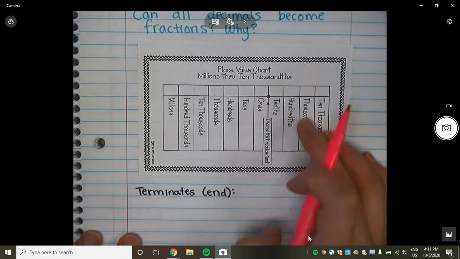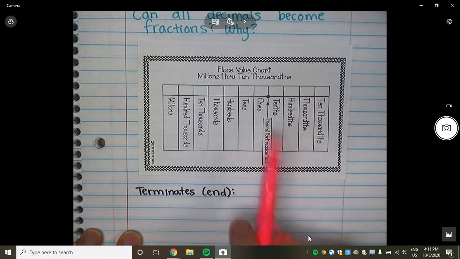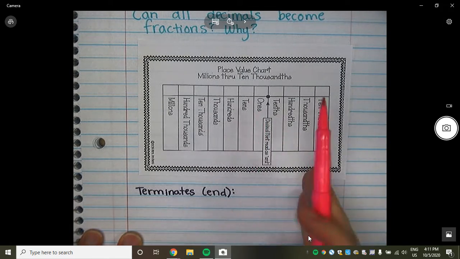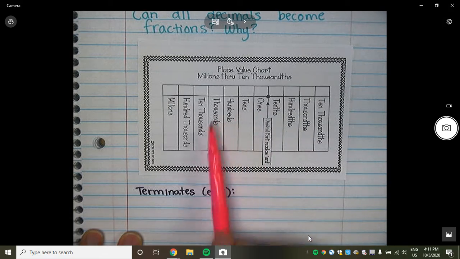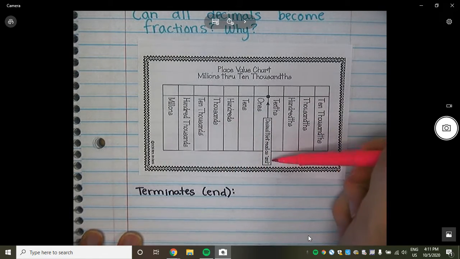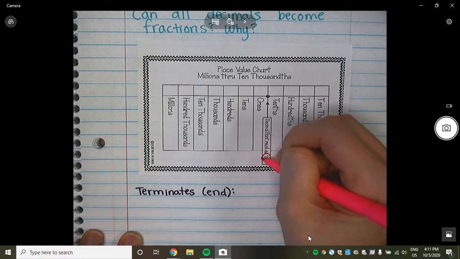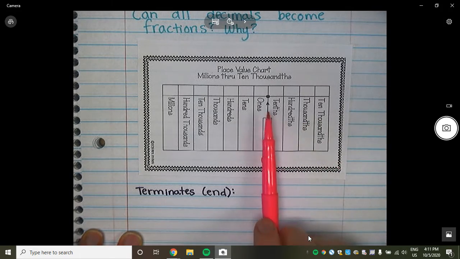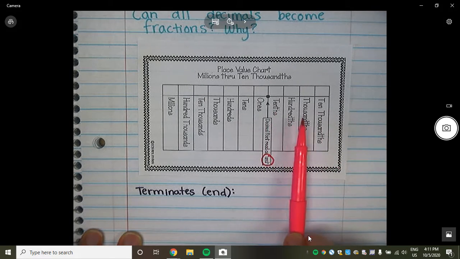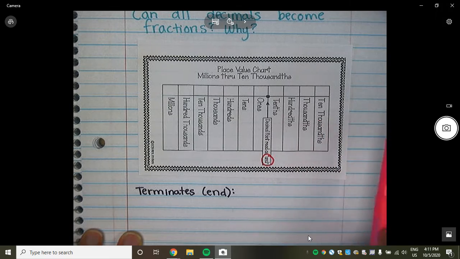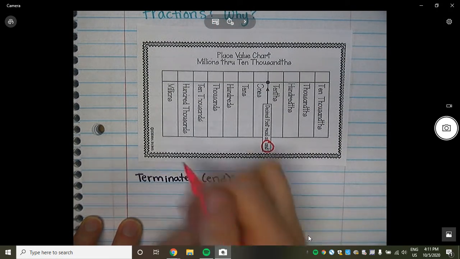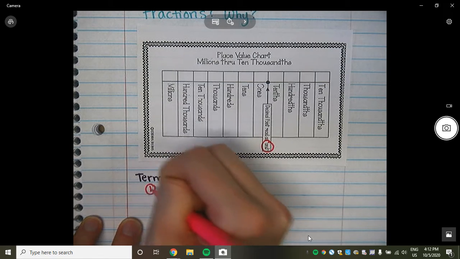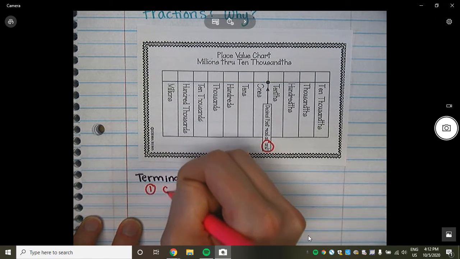So there's a reason why I gave you this place value chart. Notice moving from the right to the left, we increase our whole numbers: ones, tens, hundreds, thousands. But after this decimal point, and we read it as "and," we're getting smaller: tenths, hundredths, thousandths, ten-thousandths, and we could keep going. So for our first example, I'm going to give you the decimal 0.1.